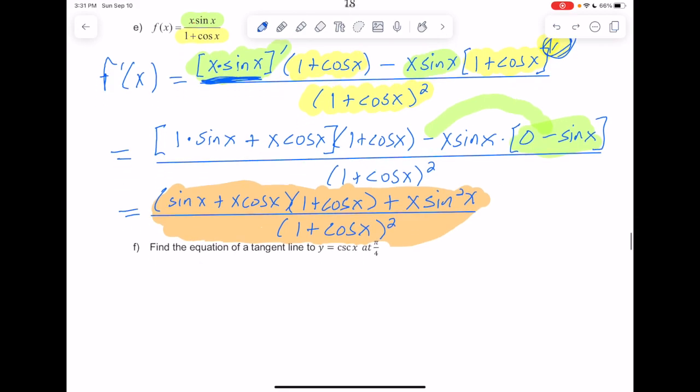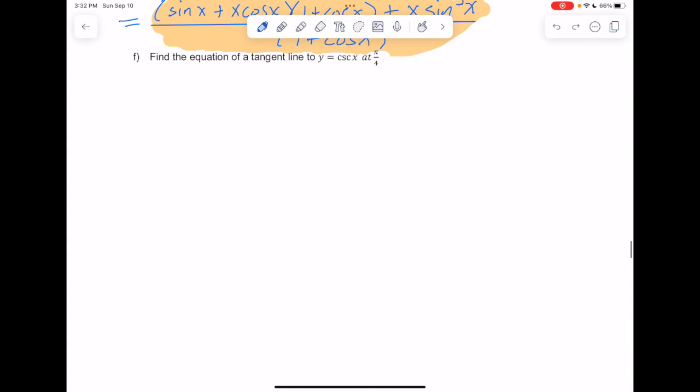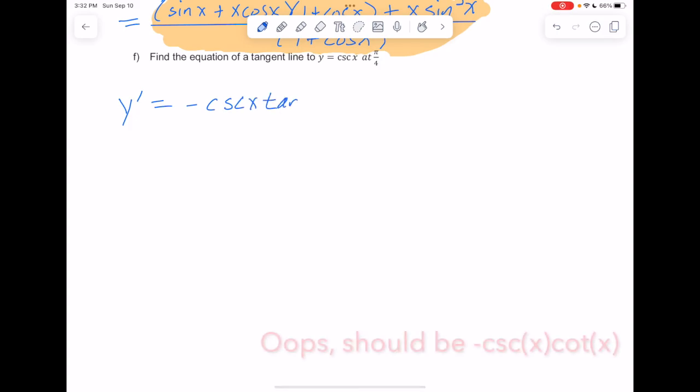All right, let's move on to the last one. Find the equation of the tangent line to y equals cosecant of x at pi over 4. All right, so if you want to find the equation of a tangent line, then you need its slope, and the slope comes from the derivative of the function. The derivative of cosecant is negative cosecant x tangent x.